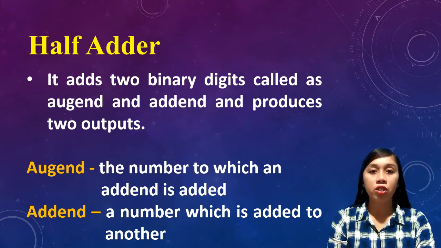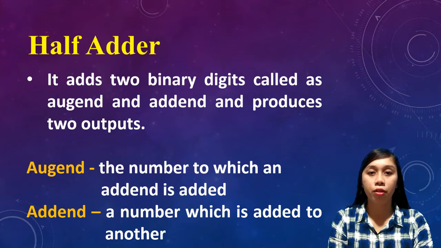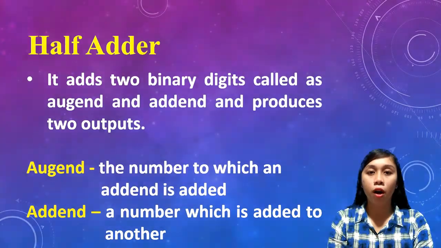The half adder circuit adds two binary digits called the augend and addend. The augend refers to the number to which an addend is added, while the addend refers to a number which is added to another. And as I've told you, the half adder circuit produces two outputs.